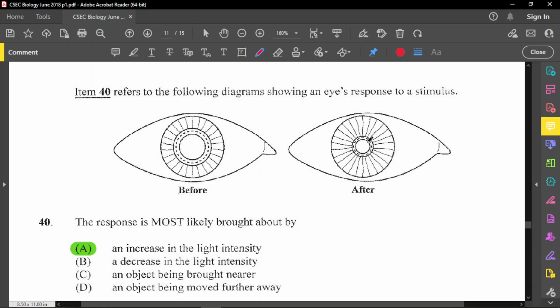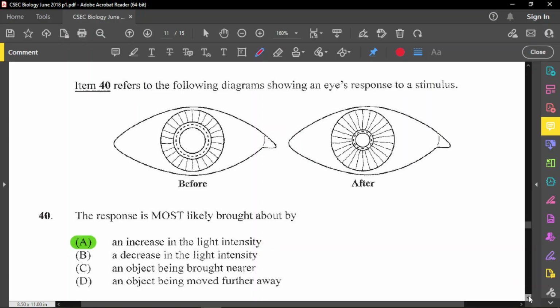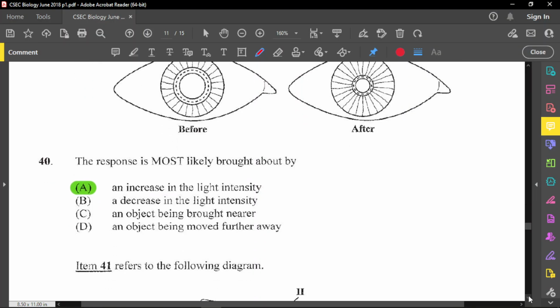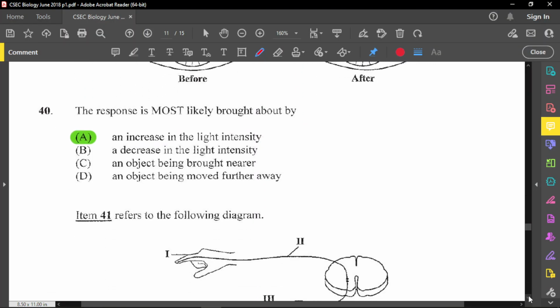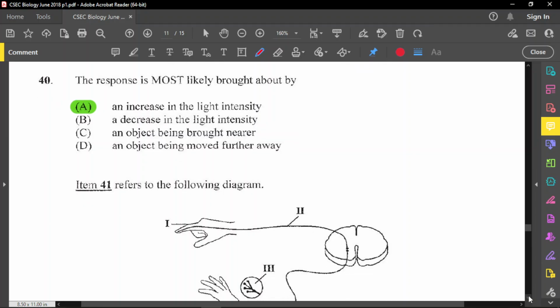Because when you have too much light, the pupil will constrict to reduce the amount of light going into the eye. Do you know that too much light in the eye could damage the structures of the eye? Yes, they can be damaged. It's just like when you put a phone in the sun for a long period of time and the phone screen becomes burnt and doesn't look so nice again. The same thing happens to your eyes. Number 41.